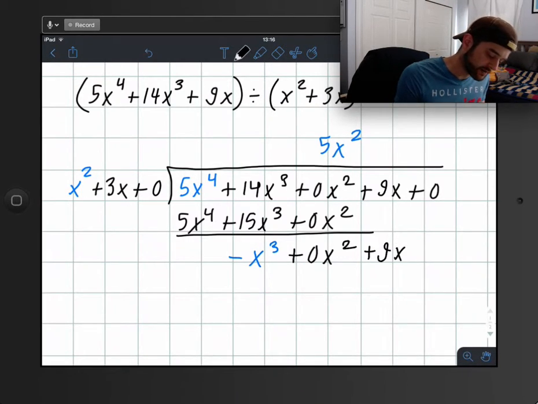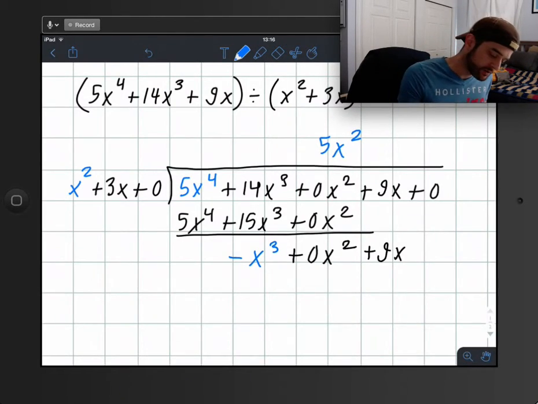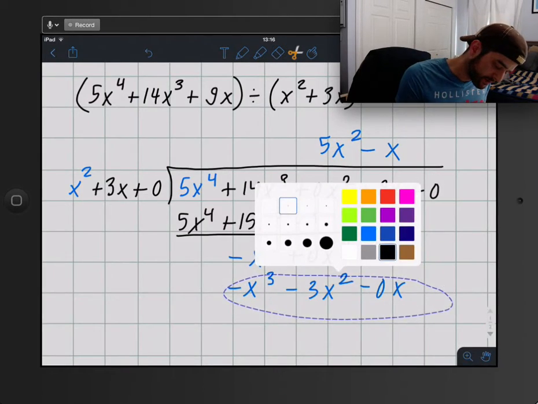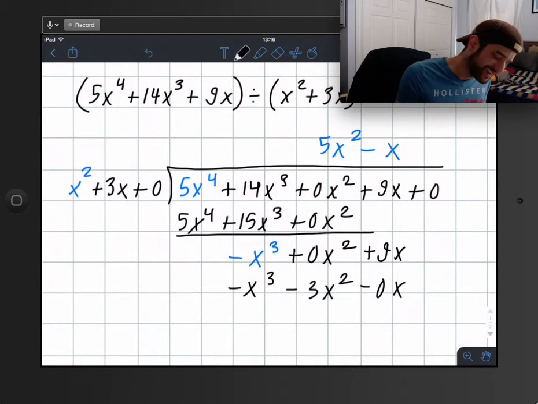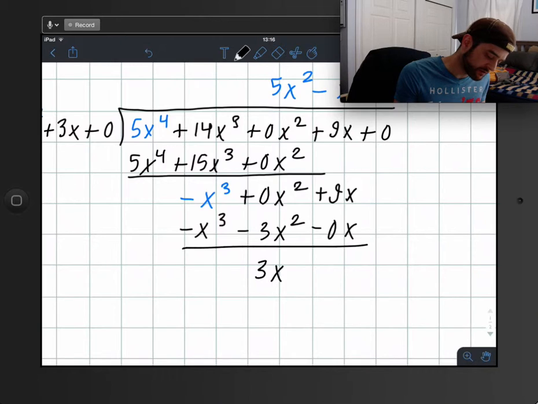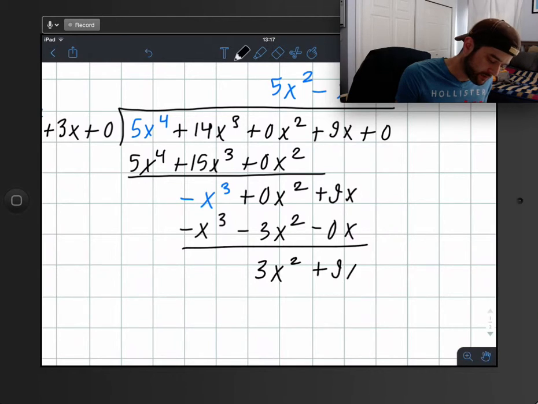And I drop down the 9x. I do the whole process over. So what do I multiply x squared by to get negative x cubed? Well, that, of course, is negative x. Distribute that over the divisor. I get negative x cubed minus 3x squared minus 0x. And now I'm going to subtract these. So the negative x cubes subtract off. 0x squared minus negative 3x squared is positive 3x squared. And then 9x minus 0x is 9x. And then I bring down that plus 0 in the end.